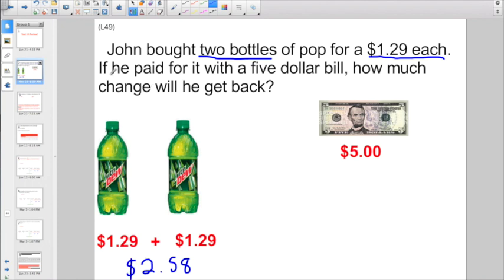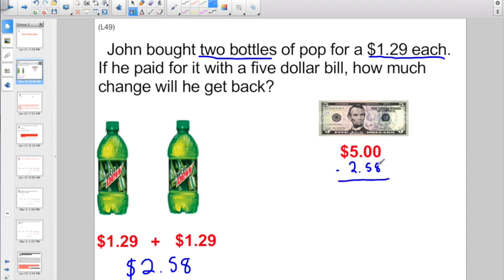Then it says if he paid for it with a $5 bill. So hopefully everybody here has ever bought stuff before, right? They ring up what you owe them. You give them money, and then they have to figure out how much change you get back. So you'd have to take that $5 and subtract $2.58 from it, right? Go ahead and do that.